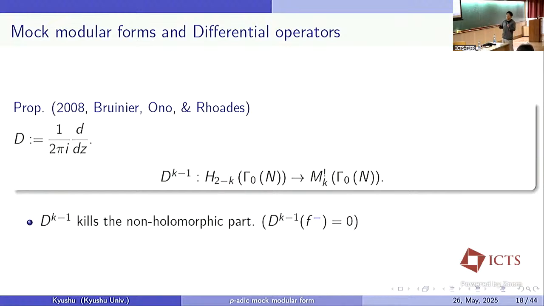Another important differential operator is the Euler differential operator, capital D. In 2008, Bruinier, Ono, and Rhoades showed this proposition. Let D be the Euler differential operator. Then D^{k-1} gives a map from H_{2-k}(Gamma_0(N)) to the weakly holomorphic modular forms of weight k and level N. We also note that D^{k-1} kills the non-holomorphic part. In other words, D^{k-1} f minus is equal to 0.